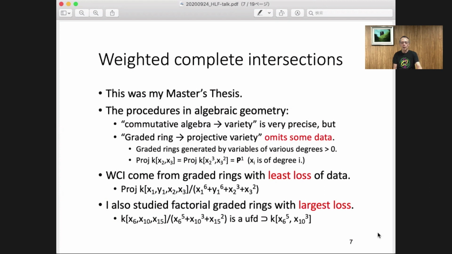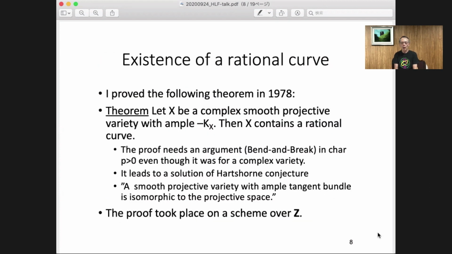So later, I worked on a question called the Hartshorne conjecture. And in the process, I could prove the existence of a rational curve. And this was proved somehow very quickly, but still quite amazing. I couldn't improve it much further.